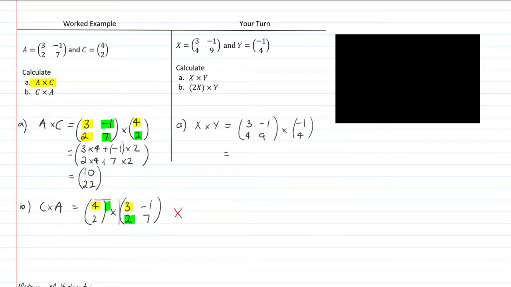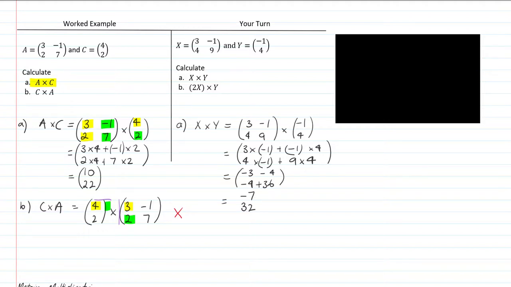And that's equal to 3 times negative 1. I'll put it in brackets again just to be careful. And then negative 1 times 4. And then 4 times negative 1, and then 9 times 4, and then we get 3 times negative 1 is negative 3, I'll slow it down here, and then negative 1 times 4 is negative 4, and then negative 4 here, and 36 with a plus in the middle, and that of course is equal to negative 732.